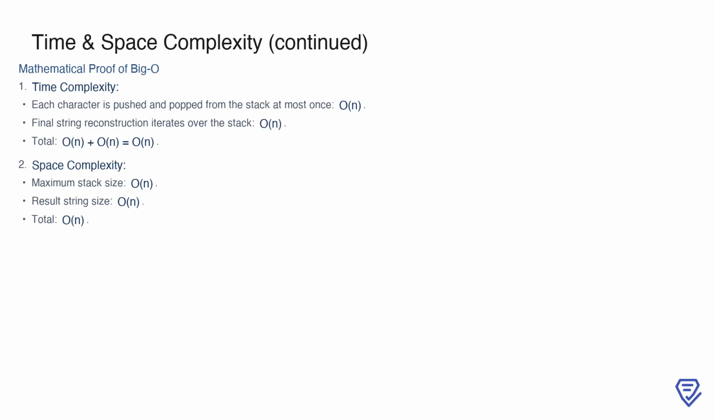To formally prove the big O complexity, consider the time complexity first. Each character is pushed and popped from the stack at most once, resulting in O(n). Additionally, reconstructing the final string from the stack involves iterating through its entries, which is another O(n). Combining these, the total time complexity is O(n) plus O(n) equals O(n). For space complexity, the stack can grow up to O(n) in the worst case, and the result string also requires O(n) space. Therefore, the total space complexity is O(n), confirming that the solution is both time and space efficient for the given problem.